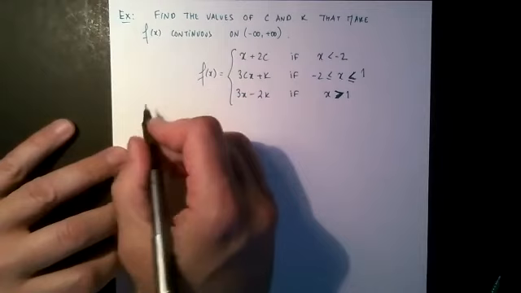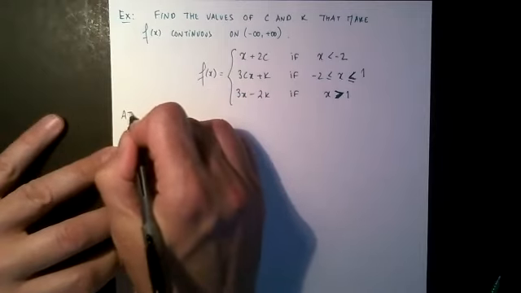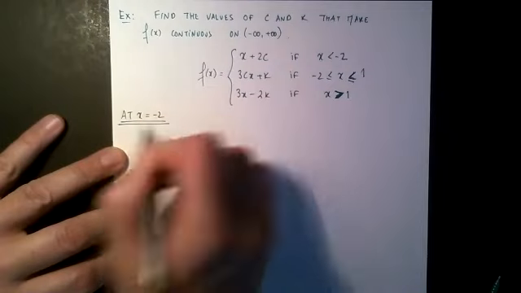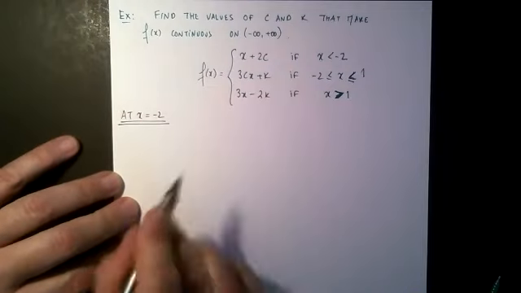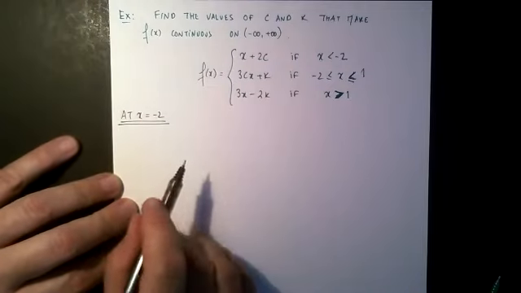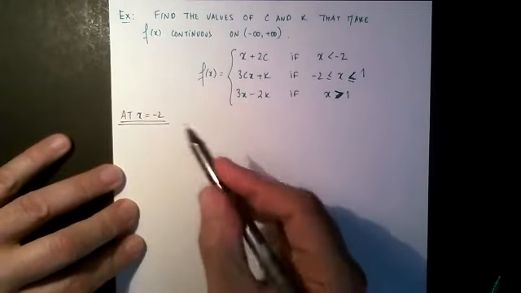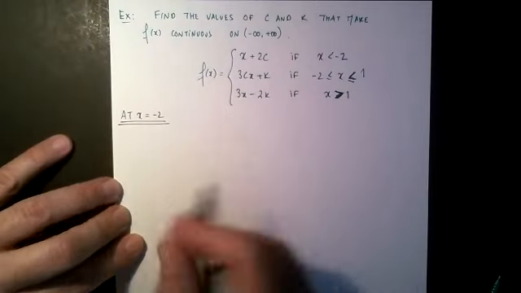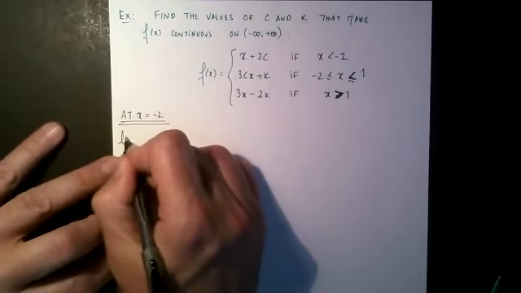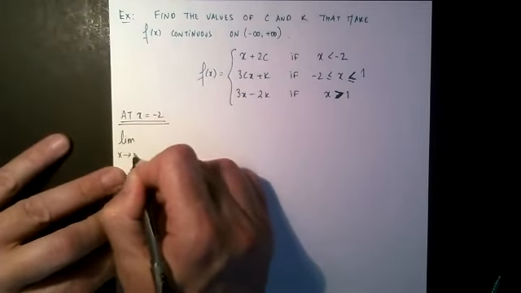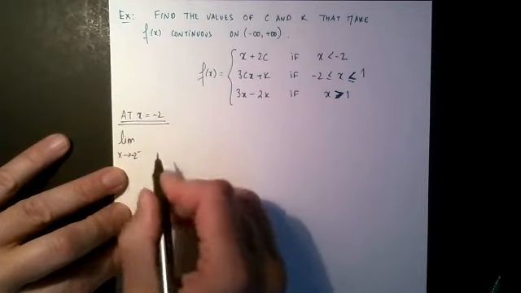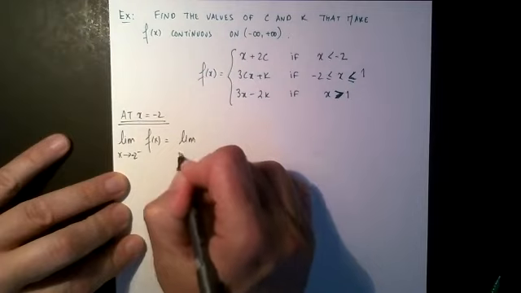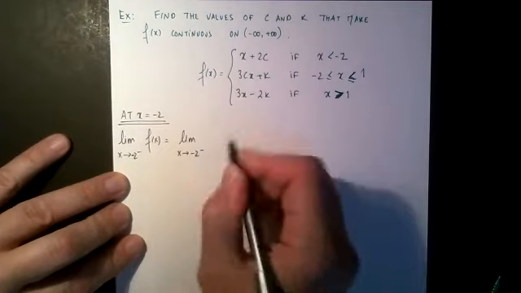So let's see at x equals -2. Let's start with this, okay? So it has to be continuous at -2. So in other words, limit from the left equals limit from the right equals f of -2. So let's go. Limit as x approaches -2 from the left of f of x equals the limit as x approaches -2 from the left.